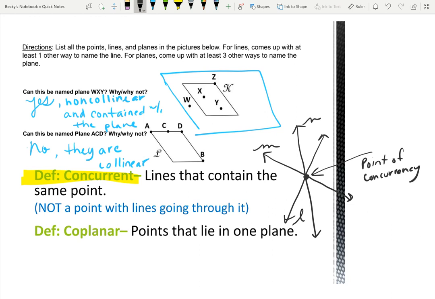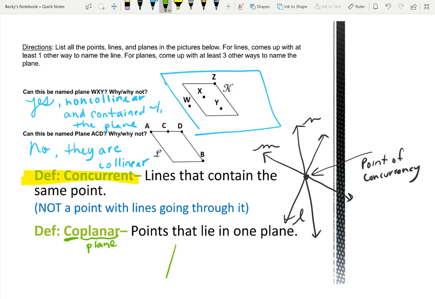There you go. A lot of people like to get this definition confused and say it's a point with lines that go through it, and that's not technically the same. That's the point of concurrency. Okay? To clear that up. Now, let's break this down. You know what co means, together. And this word looks like the word plane, and that's exactly what it is. It's points that lie in one plane.